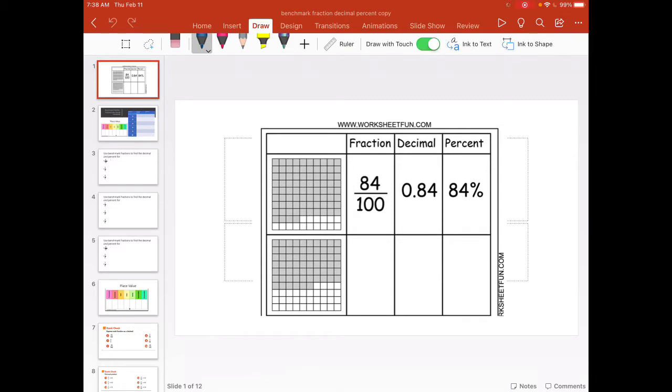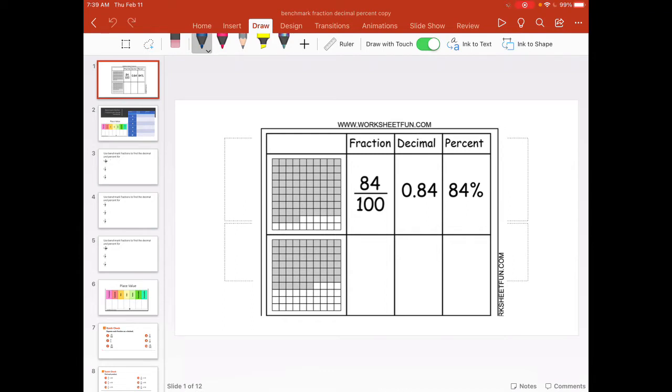So we have a couple hundreds grids here. The first one is shaded in with 84 shaded in, so that's 84 out of 100. That's the fraction. And then the decimal is 84 hundredths, and the percent is 84%. The only thing that I would add on this fraction is a lot of times we want to simplify to make it the smallest that it could be.